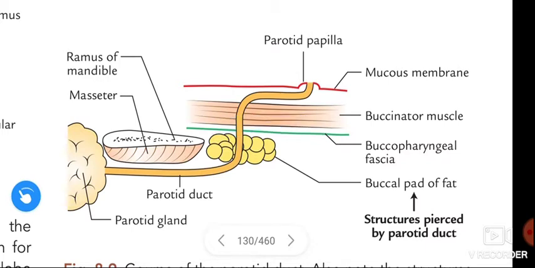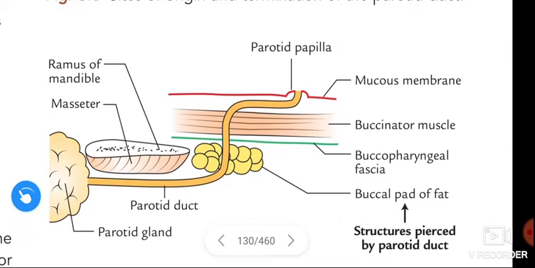And after piercing the buccinator muscle, this parotid duct again bends. See here, it again bends, and its bending occurs between the buccinator muscle and mucous membrane. This is the second bend.